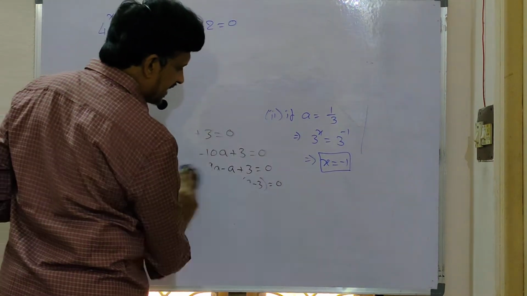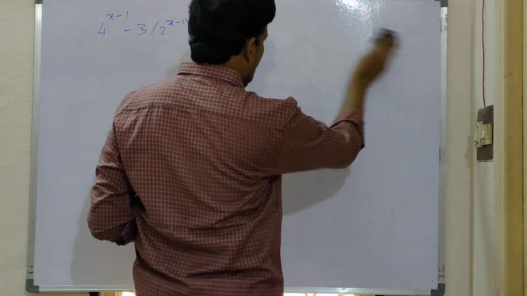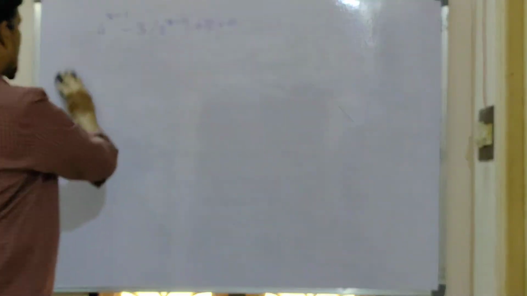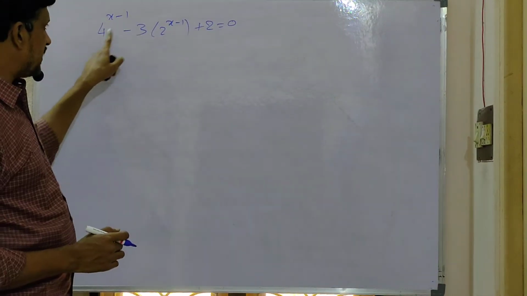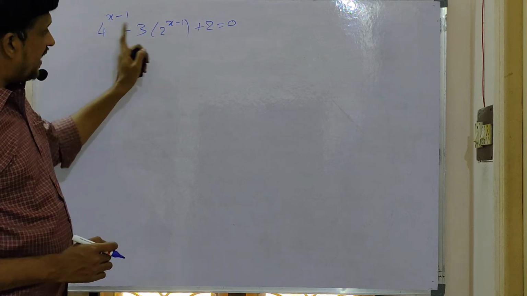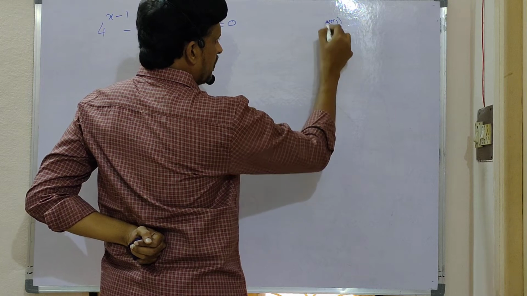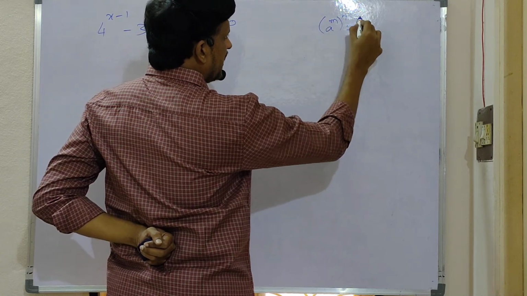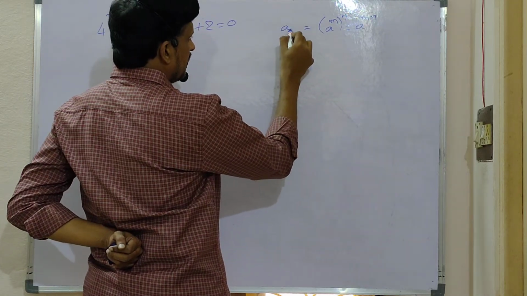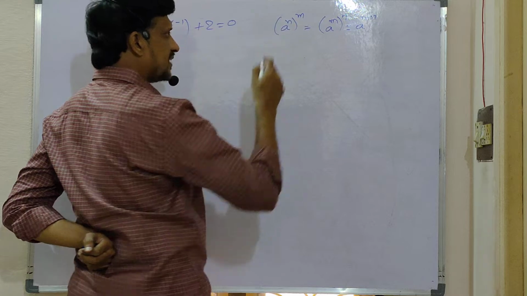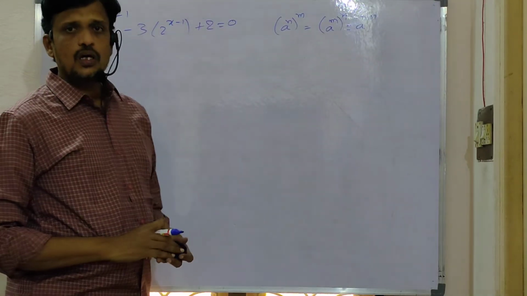Again, this is not a quadratic equation. First you have to convert, by proper substitution, you can write this in the form of a quadratic equation in a, similar to the last two problems. So here we have 4 power x minus 1 and 2 power x minus 1. Again from exponents we have one more concept, that is a power m whole power n will be a power mn. You can write this as a power n whole power m also, because m into n and n into m are equal. That is called the commutative property with respect to multiplication.